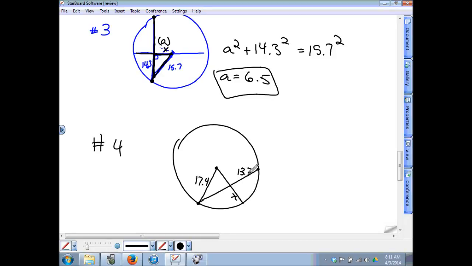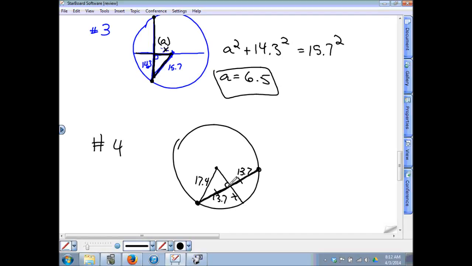This one's got a lot of parts to it. What a great question this is. All right, we're supposed to find x. Listen carefully. The property I just talked about said that if we have a chord, which is this right here, and it's perpendicular to the radius, that means each side of the chord there is congruent. So if this is 13.7, then over here is 13.7.